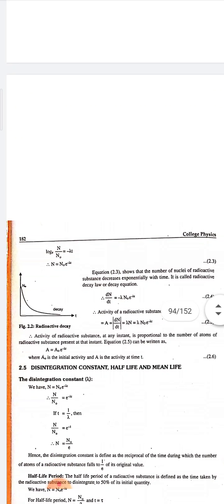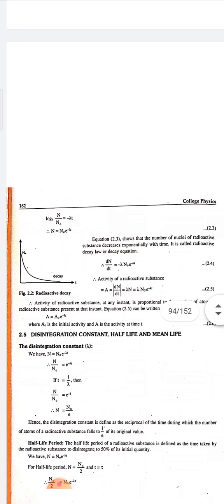This equation shows that the number of nuclei of a radioactive substance decreases exponentially with time. It is called the radioactive decay law or decay equation. We can rearrange this equation. Therefore, dN by dt is equal to minus lambda N0 e raised to minus lambda t.